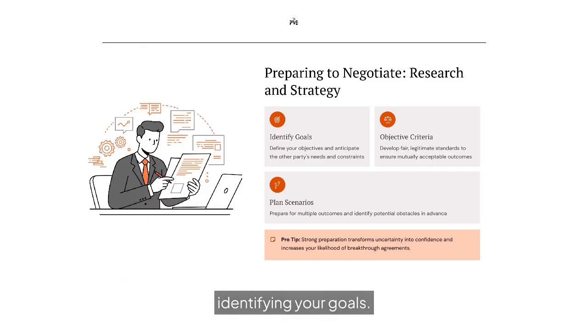The first step is identifying your goals. Be clear about what you want to achieve and why it matters. Distinguish between your essential needs and your flexible wants. Knowing your priorities helps you stay focused when discussions get complex or emotional.